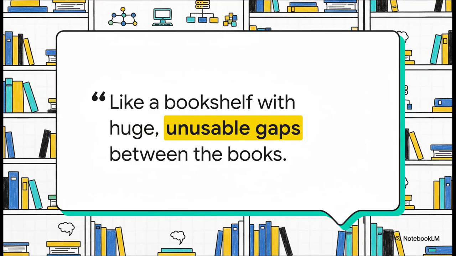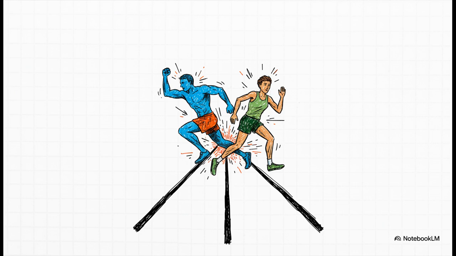Think of it like this. It's like a bookshelf that's just a total mess. You've got all these small, little unusable gaps between the books. So even though there's technically empty space on the shelf, you can't actually fit a new book anywhere. You're just wasting a ton of capacity. Okay, so that's problem number one.